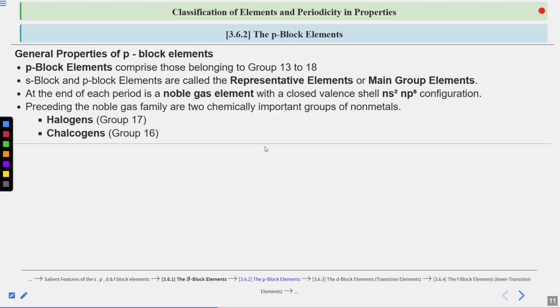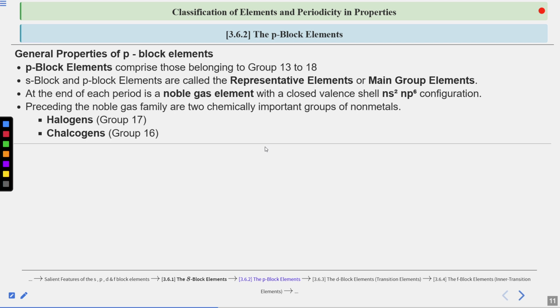Since your noble gas is at the last, it is in group 18. Before that we have group 17 and group 16. Group 17 includes the halogens: fluorine, chlorine, bromine and iodine. Now, what are the chalcogens, which are placed in group 16? They are just before group 17. What are the names of the chalcogens? They are sulfur, oxygen, just before your fluorine, chlorine and all.